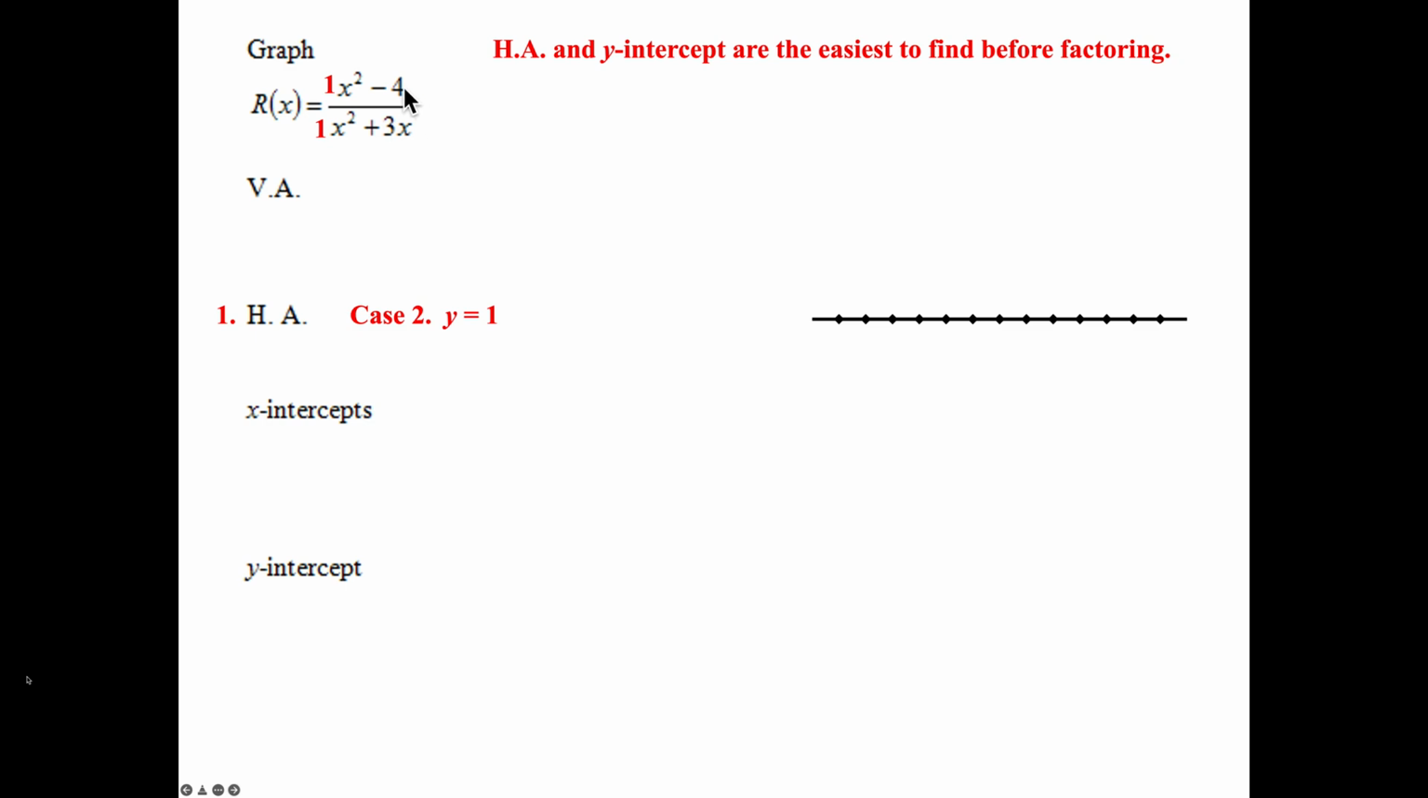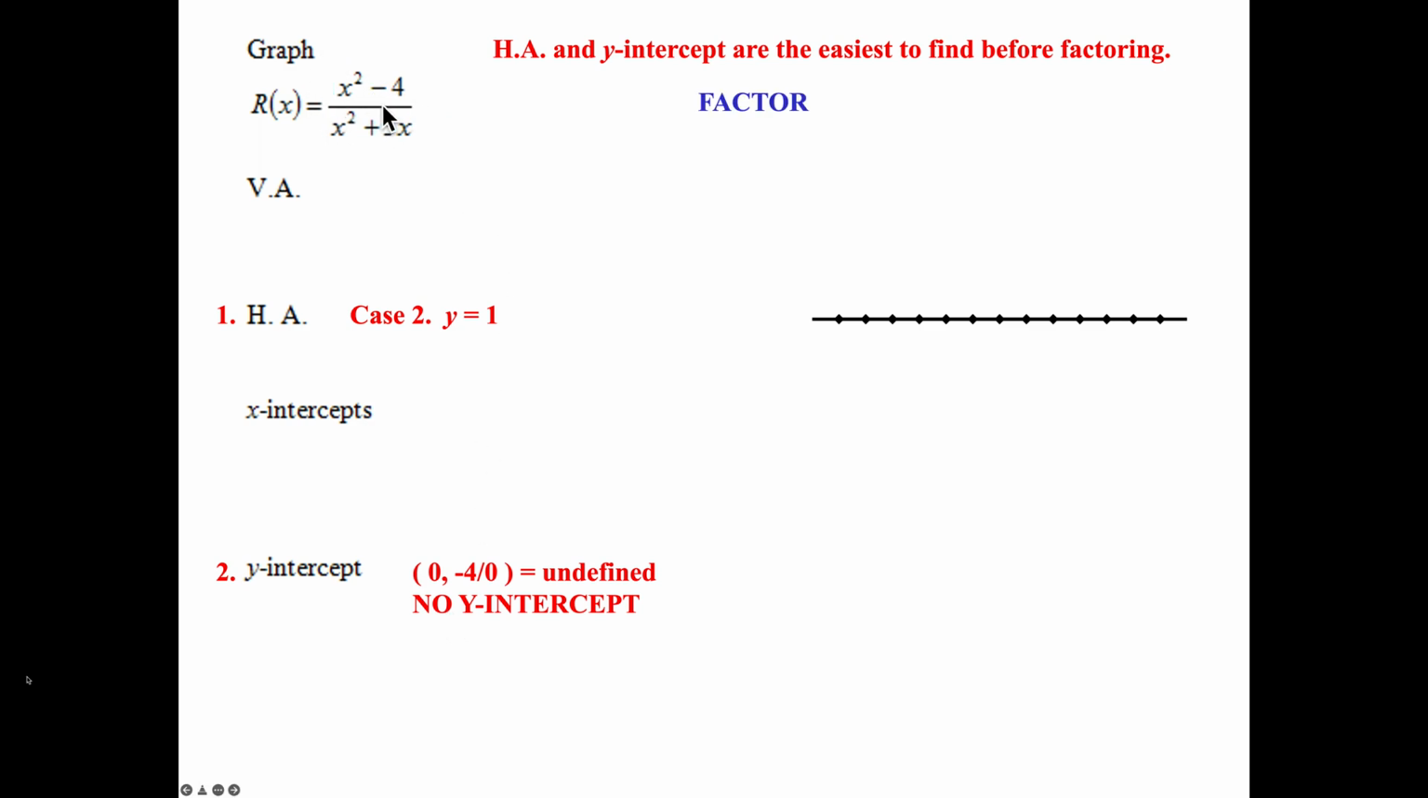My y-intercept, my constant ratio, I don't have a constant here. So I'm going to put in a plus 0, but -4 over 0, that's an undefined value. So there will be no y-intercept on this graph. So y's are done. Go to x's.